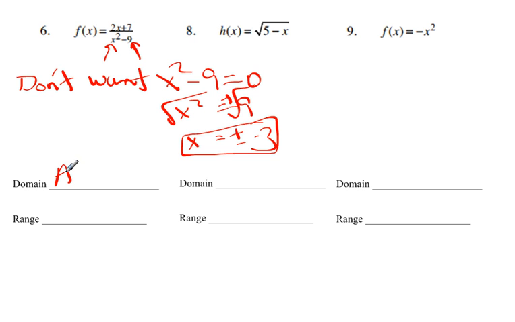So domain is all numbers not equal to plus or minus 3. I'm just going to write it like that. All numbers not equal to 3 or negative 3, if you want to write that out. Make sure you know that symbol is not equal to. It's an equal sign with a slash.